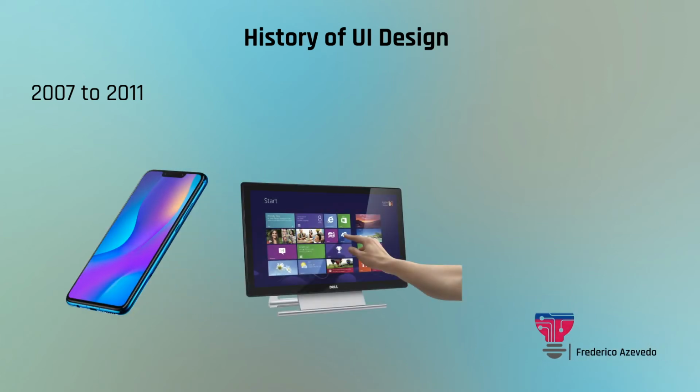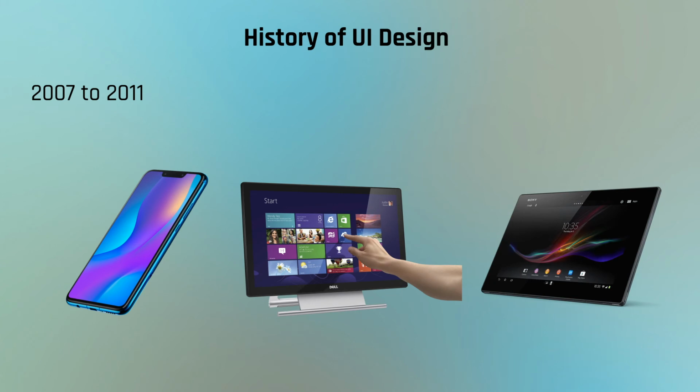2007 to 2011. This period got the most advances in terms of technologies associated with user interface design. Touch interfaces on smartphones, computers, and tablets started coming out. From the introduction of the first smartphone to the first tablets, this enabled multi-point capacitive touch that allowed the user to interact with digital content in new ways.